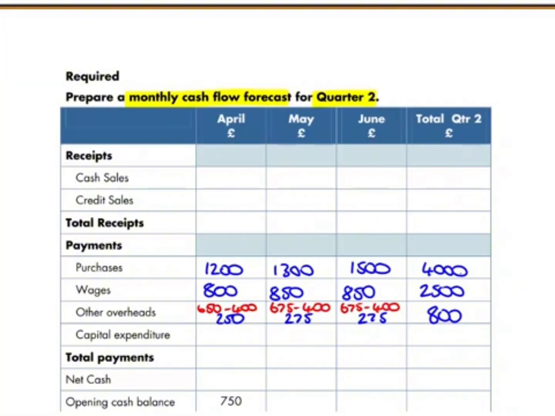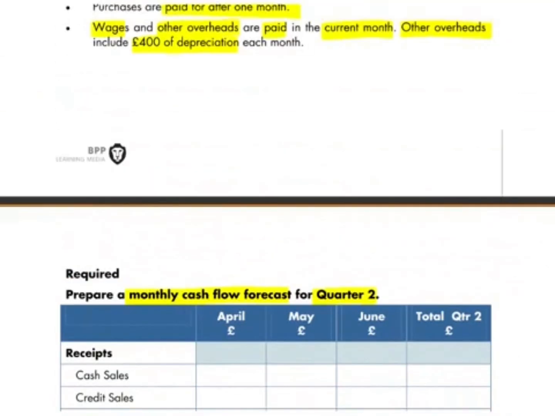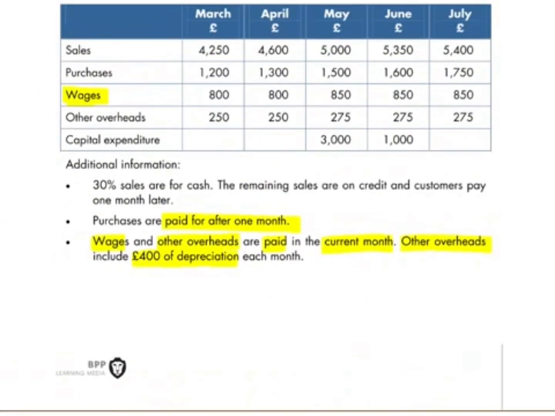Okay, now we get on to the awkward one, which is sales. The information tells us that we make 30% of sales for cash, and the remaining sales are credit sales, and our customers pay us 1 month later. So when we look at the sales revenue figures in the table above, we first have to split those figures between cash and credit sales, and then work out when the credit sales are going to be received. So let's start with our April figures.